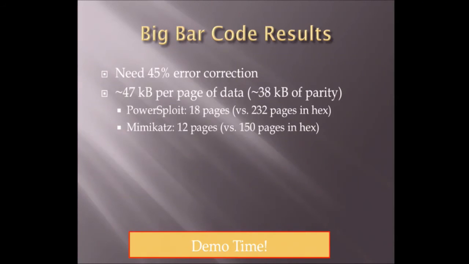All right. So because of the big heat map of error in the middle that I told you about, that you couldn't see, but you're going to have to trust me, I needed about 45% error correction for it to work, which means I only got about 47 kilobytes of data per page. It's still an order of magnitude better. So if you have PowerSploit, you can get it in 18 pages versus 232, so you can really start moving some data now. You have a good compression advantage over the previous methods.